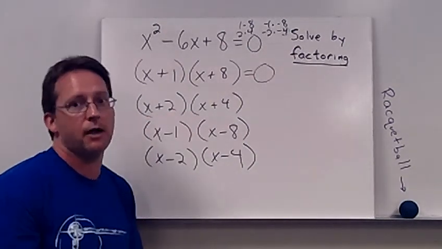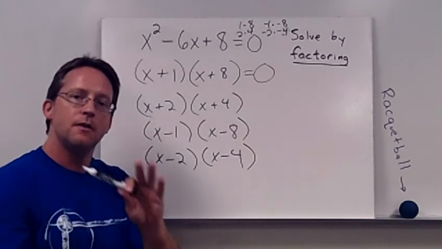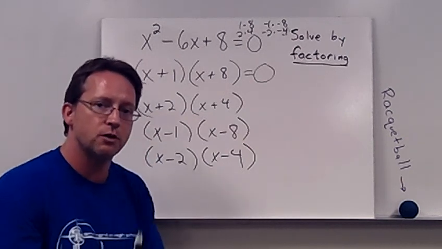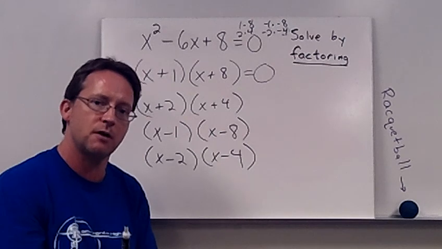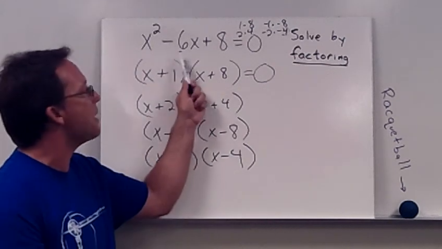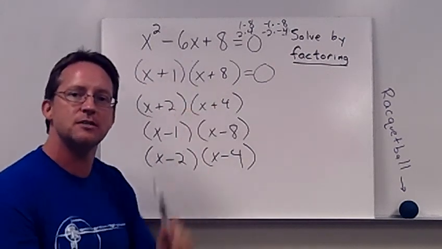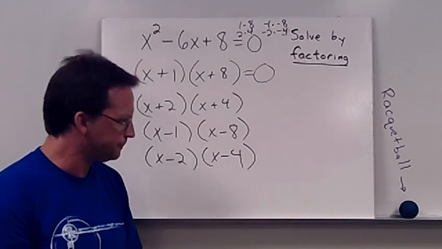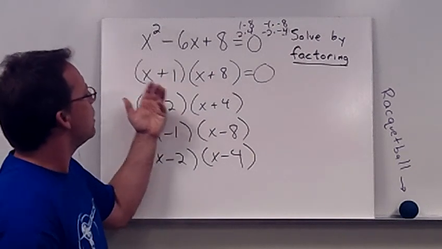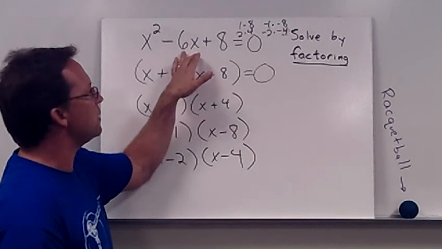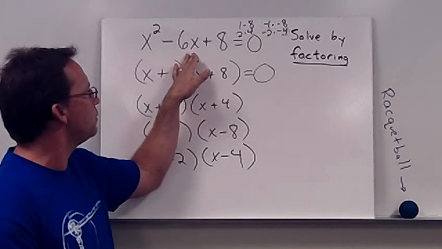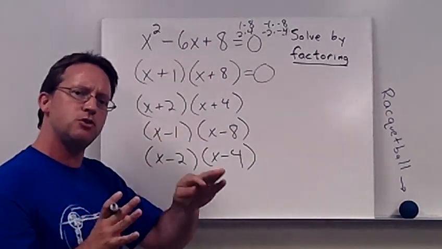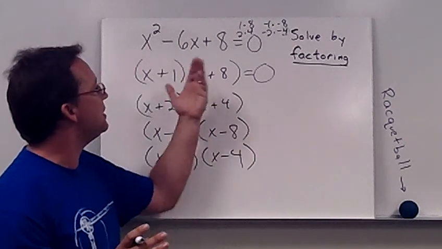So which of these is correct? Or maybe all four of them are correct. Only one of these four is correct. And the way to figure out which one is correct is to figure out which one gives us that minus 6x in the middle that we skipped over a second ago. All right, so in order to figure that out, we're going to do the other two parts of FOIL that we didn't look at yet.